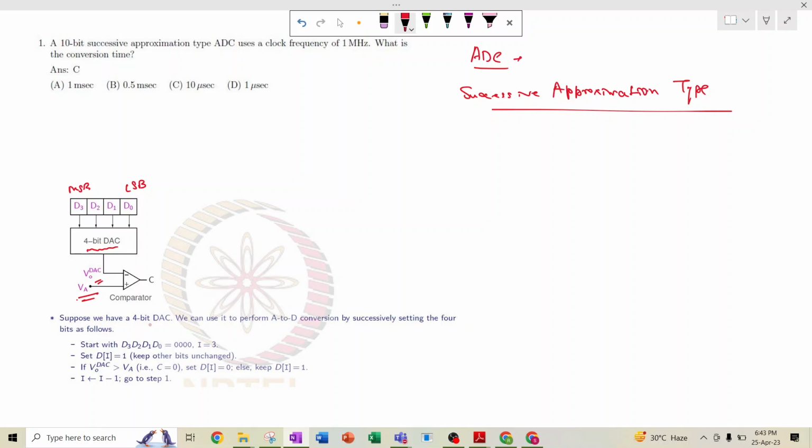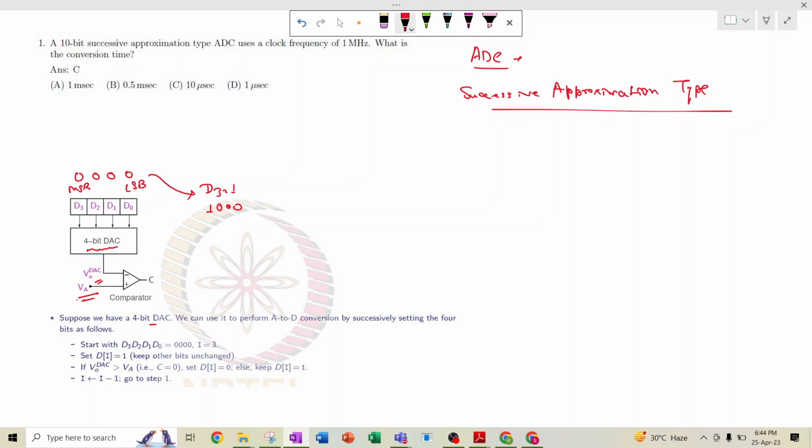So with a 4-bit DAC we can perform an analog to digital conversion. How does this operate? Suppose D3, D2, D1, D0 start from 0000. At first we take i equal to 3, that is, we set D3 equal to 1. So now the signal is 1000, and then it will convert.